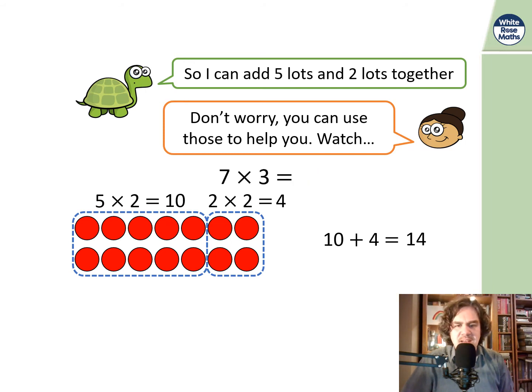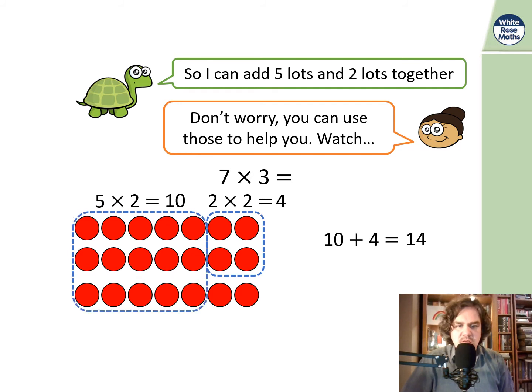Let's try another example. 7 times 3. What would the tortoise have to do here? Well, he could add another lot of 7. And we can partition this into 3 lots of 5 and 3 lots of 2. So there's your 3 lots of 5. 5 times 3 is 15.